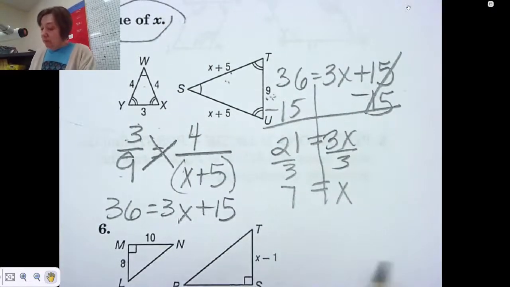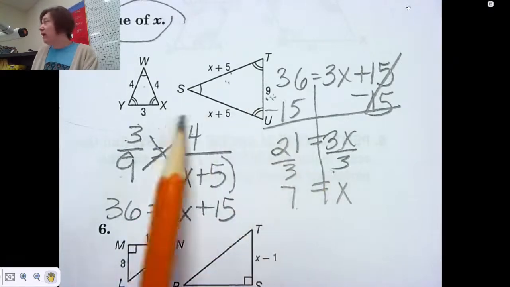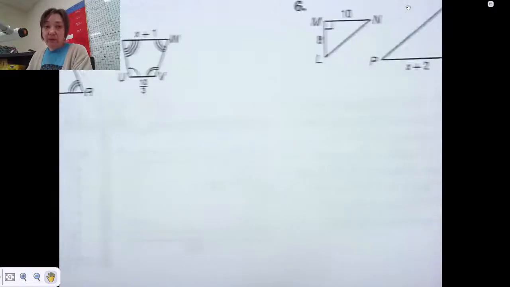Now, all they asked us to find was the value of x. On this one, they only asked us to find the value for x, so we're done with that. If they wanted us to find the side, we'd have to go put it in. But they didn't ask for that. Okay, look at number 5.